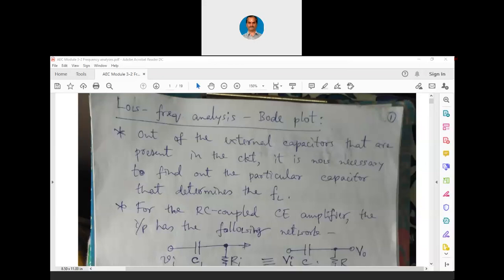Because we know that X equals 1 over 2 pi FC. So when F is less, X is very high. Now we have to find out which of these three capacitors is predominant. Even though all three are dominant, which one is more dominant will decide the lower frequency cutoff value. For that, we will have to do a little bit of mathematical analysis of the circuitry. So let us proceed with this.